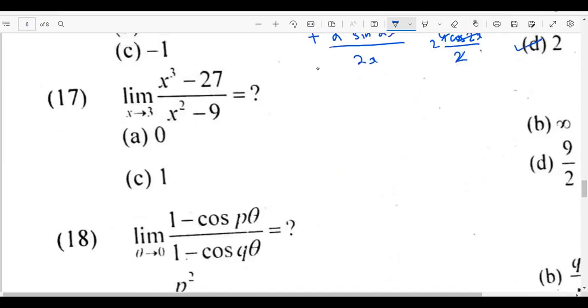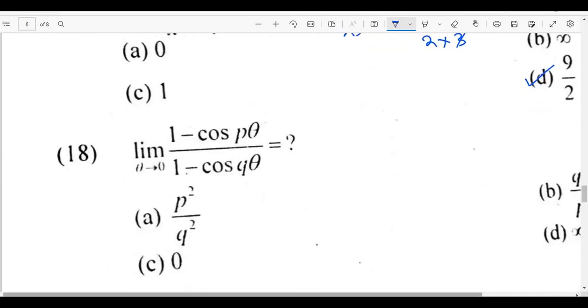For the third one, again, it's very obvious. 3 cubed is 27 and 3 squared is 9. It would give you 0 by 0. So you will again differentiate it and this would give you 3x squared by 2x. Now you will plug in 3 and this is going to give you 3 into 3 squared, that is 9, divided by 2 into 3. 3 and 3 would be cancelled and the answer is going to be 9 by 2, that is D. So this is going to be your choice. All right, okay. Let's talk about the 18th question. That is more interesting.